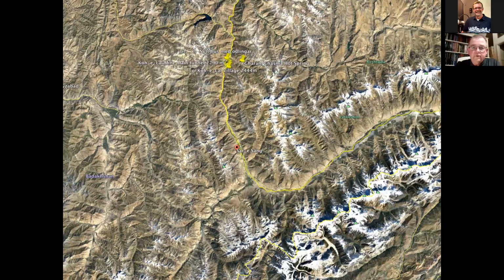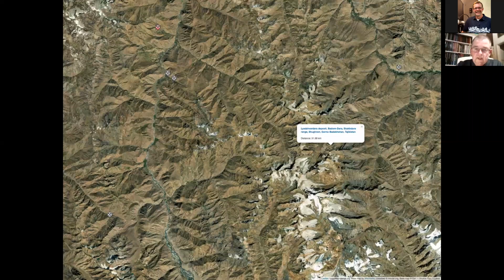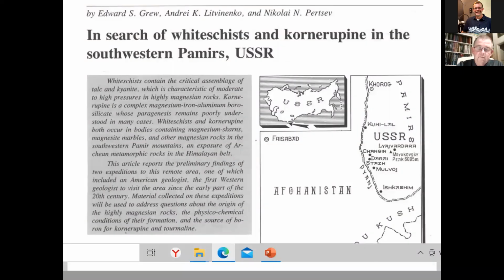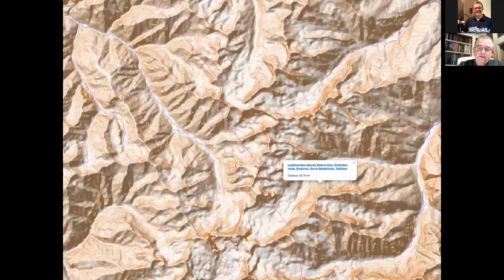And now we will go to the deposit in the very south, Lajar Vardara. It's a Lapis deposit. It's very, very high. Here's from Mindat. And here my friend Edward Grew, he was there in the 90s and documented. So I show you something you can get hold of, this paper from him, which is very interesting.